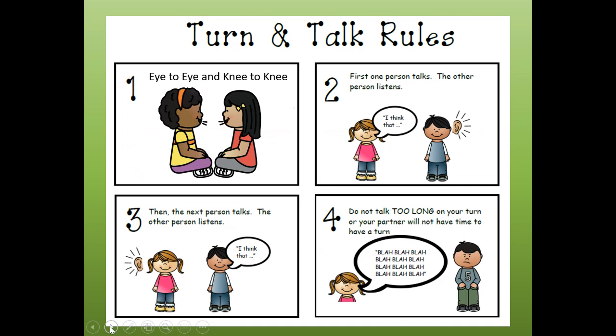Turn and talk rules. If you have a partner at home, make sure you are eye to eye. And if you're sitting on the floor, knee to knee, or just sitting on chairs, you could face each other. If you're my partner, make sure that first I talk. So first one person talks, the other person listens. And then you switch, then the next person talks, the other person listens. And do not talk too long on your turn, or your partner will not have time to have a turn.